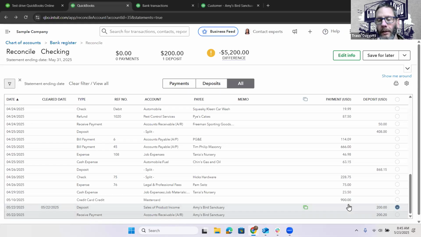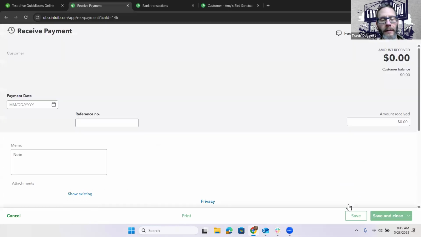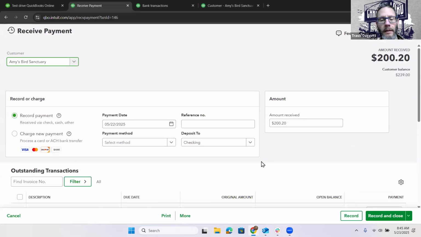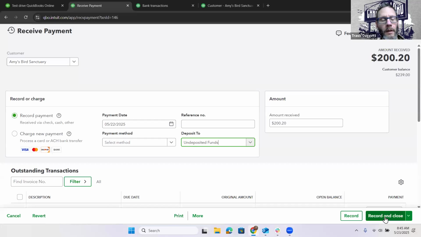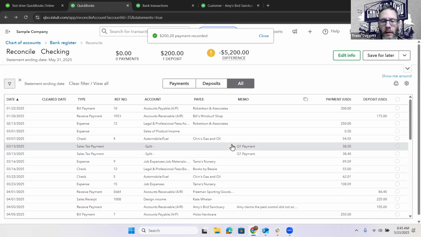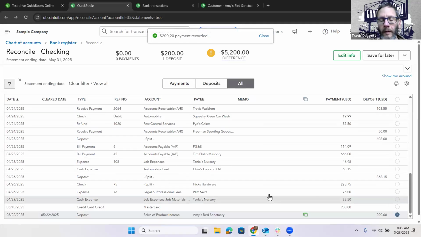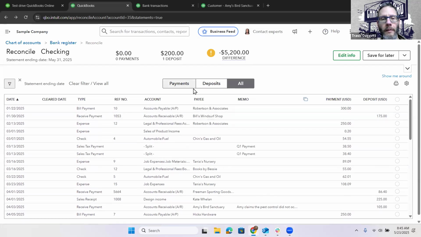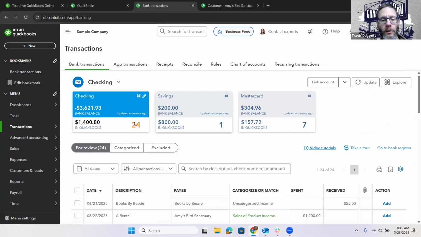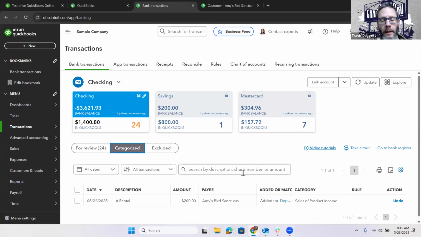So the first thing we can do is go ahead and edit this payment and book it to undeposited funds. Okay, so now we see it's not on our rec screen. The payment was received to undeposited funds. Next, let's go to the bank feed and undo this deposit.